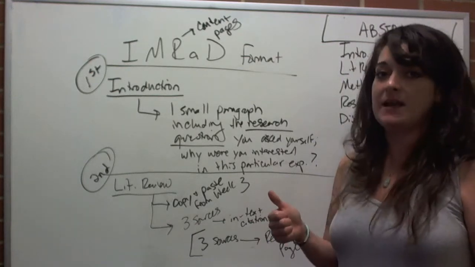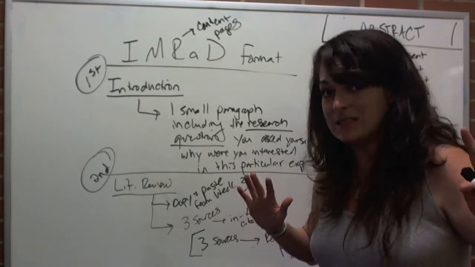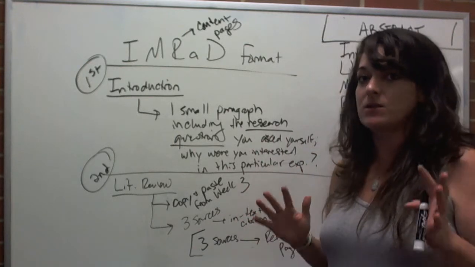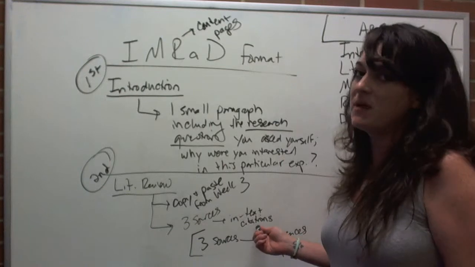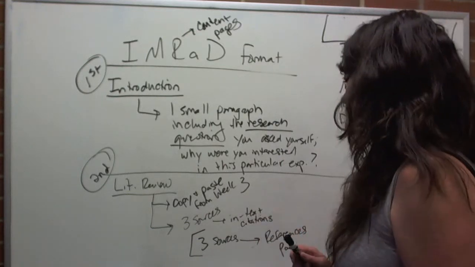MLA is author's last name and page number. APA is what? It's the date the research was published. So please don't give me MLA citations in this APA document, all right? Definitely double check those.